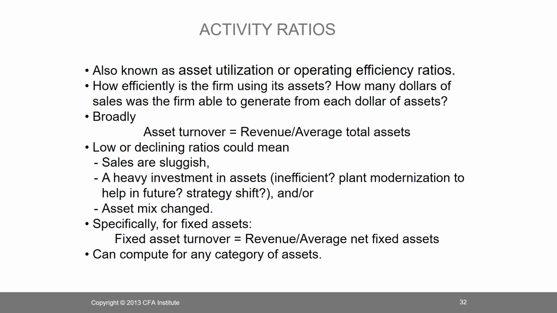Broadly, asset turnover equals revenue divided by average total assets. Now, a low or declining ratio could mean that sales are sluggish and slow, maybe heavy investment in assets, inefficient plant modernization, which will help in future strategy shifts, and it could mean the asset mix changed. Specifically, for fixed assets, turnover equals revenue divided by average net fixed assets. So it can be computed for any category of assets.